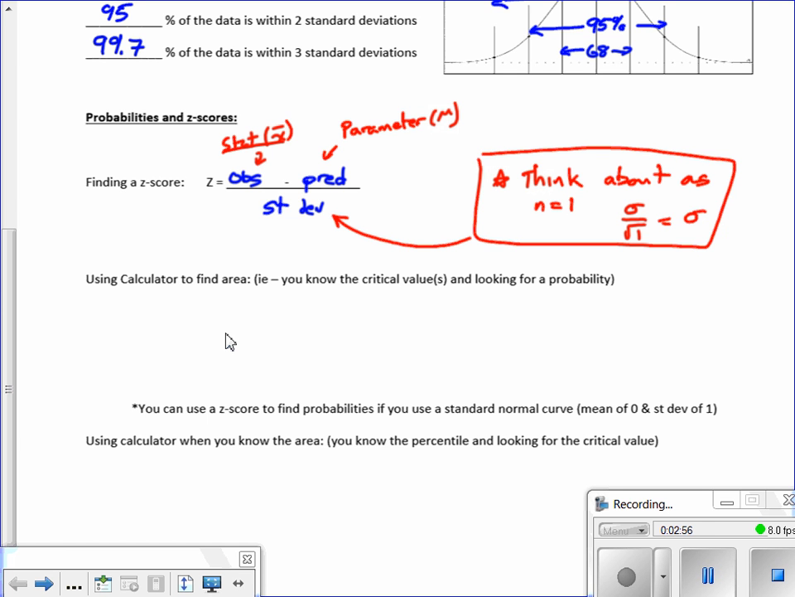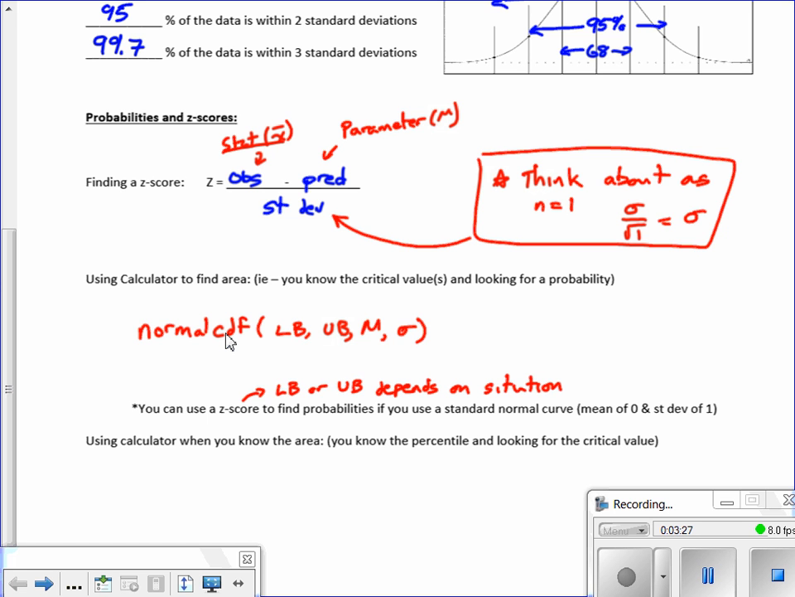Quick reminder on the calculator, if you know the critical value and you're looking for a probability, if we know the cutoff, that's where we're going to use normal CDF. This is just for z-scores, remember. And it's going to be lower bound, upper bound, mean, and standard deviation. Now, if you find the z-score, it's going to go as either the lower bound or the upper bound, and that depends on the situation, the context of the problem.